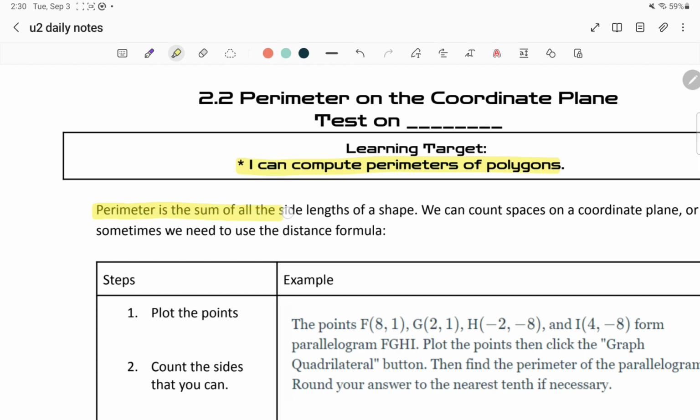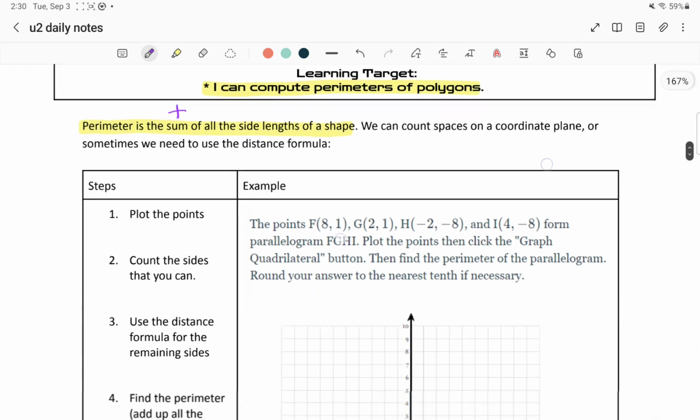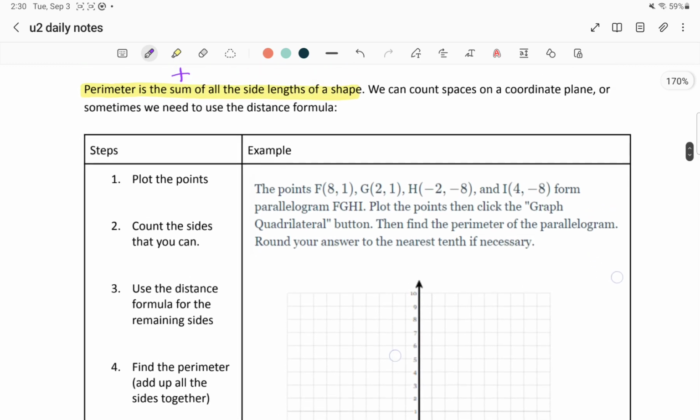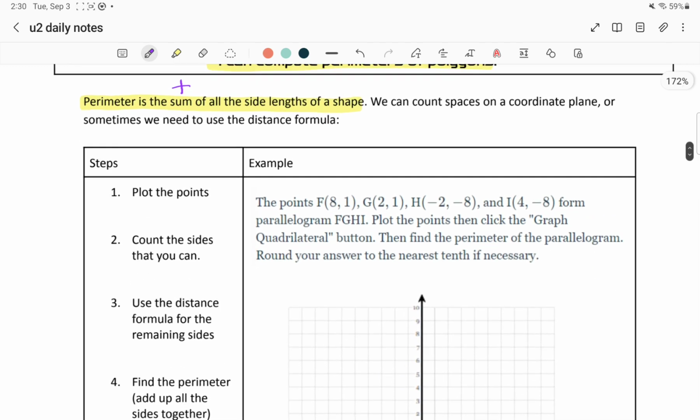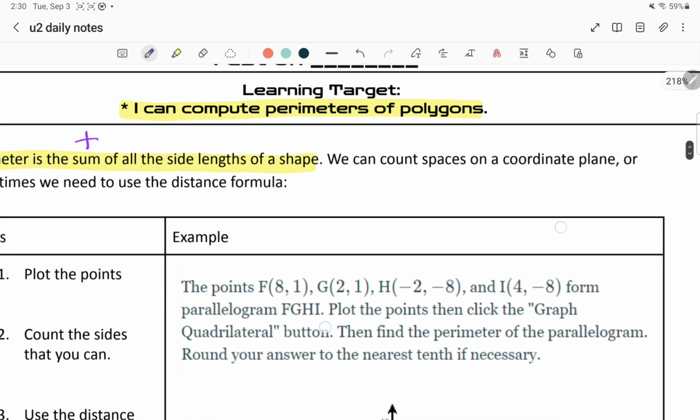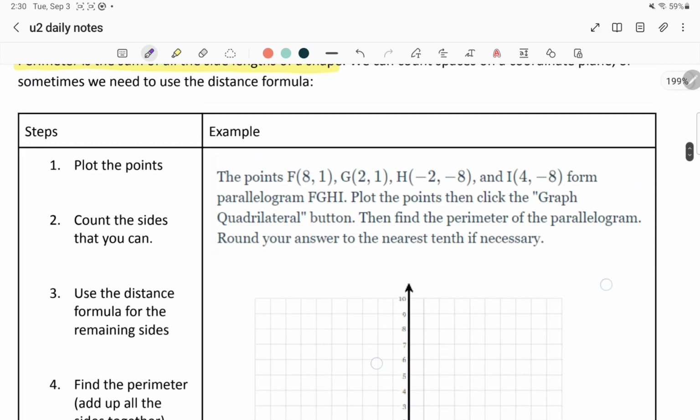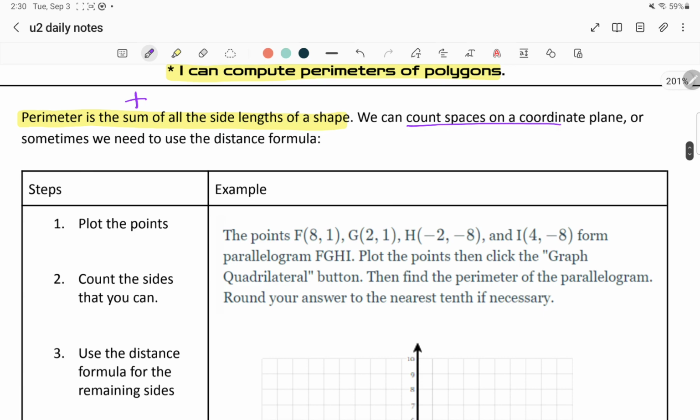Okay, perimeter is the sum of all the side lengths of a shape. That's code for adding all the side lengths, right? Sum is the same as adding. We've got these cool repetitive steps for us. Because we're on the coordinate plane, we can count spaces to find the distance between points, or sometimes we need to use the distance formula, which we learned last time.